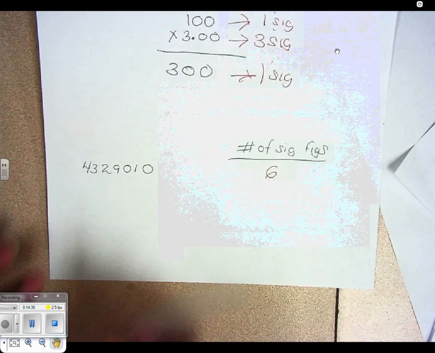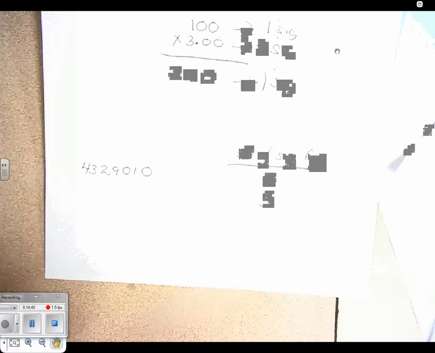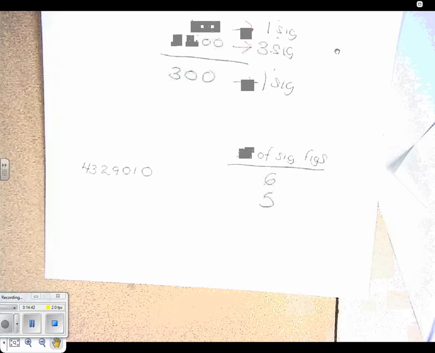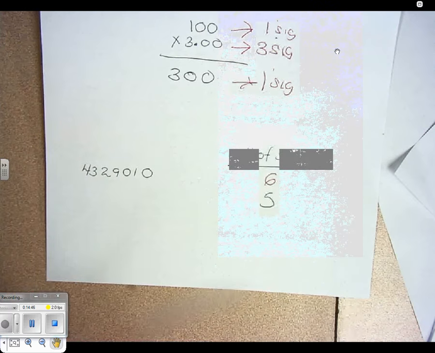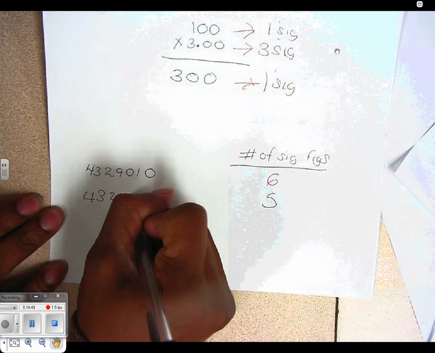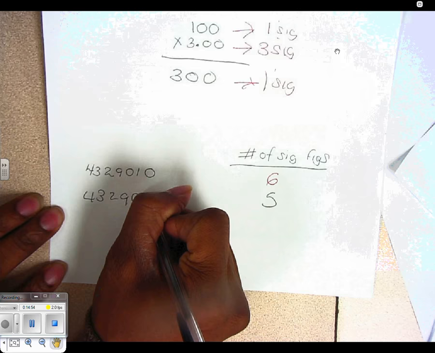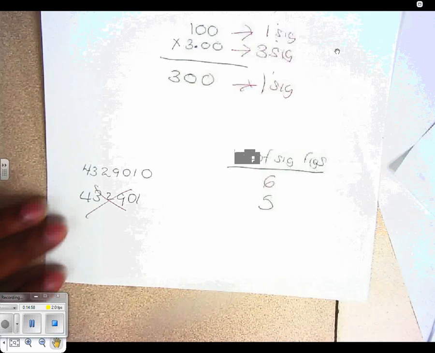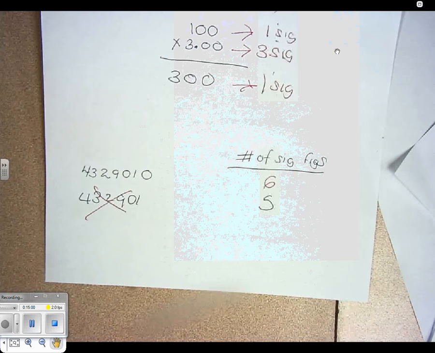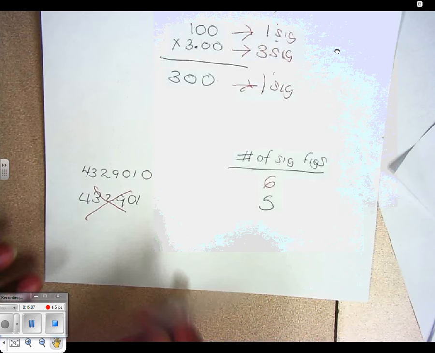Now suppose one wants us to round it to have 5 significant figures. Can we do that? Well, I can tell you right now, if you try to write 43290, that's going to be wrong. That's not even the same number. So what you're going to need to do is express it using scientific notation.